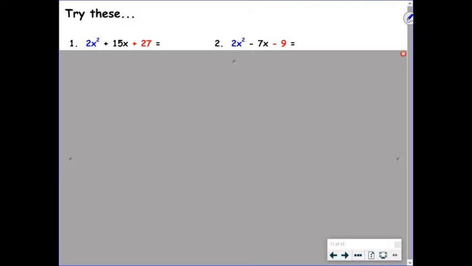So, give these a shot here. Give 1 and 2 a shot. Hit pause. Give the students a couple minutes to do these. And when most of the students are done, hit play again.